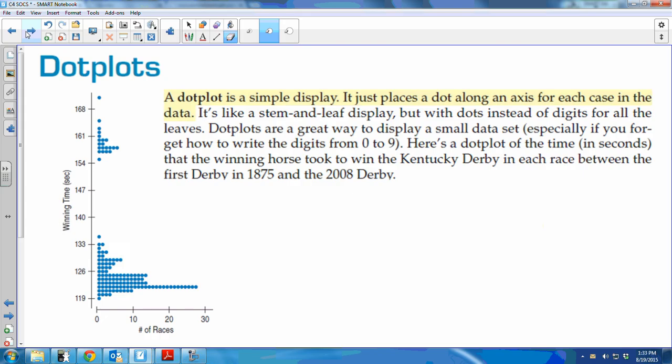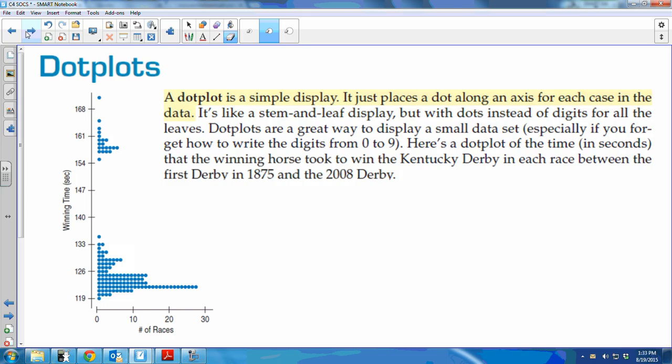You also read about dot plots. We did a dot plot like the second day of school. We did that card activity with the airline simulation, and you had to put dots. So you guys have made a dot plot already. It just shows a dot is one data point, and you show how frequently they occur.